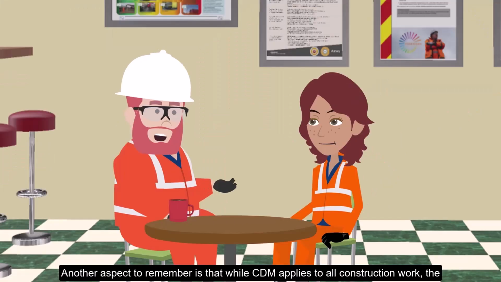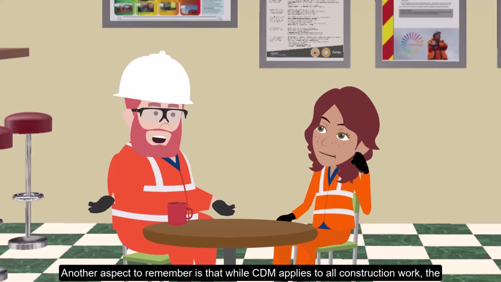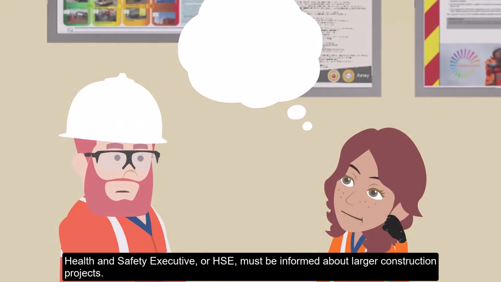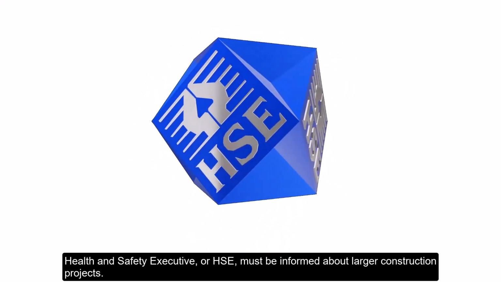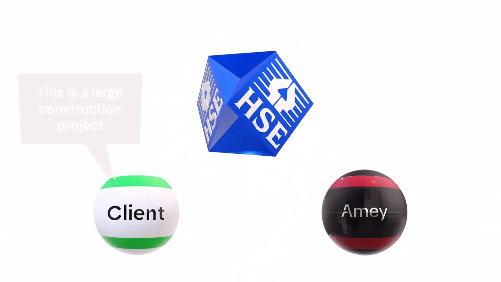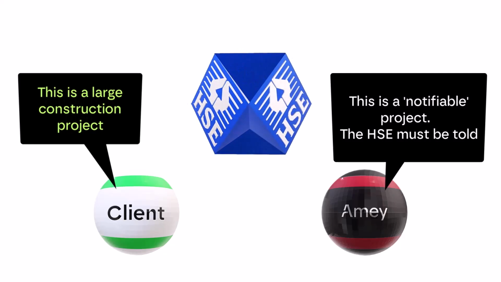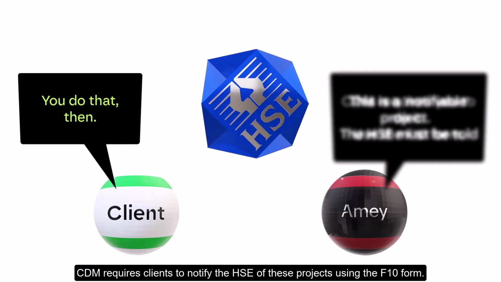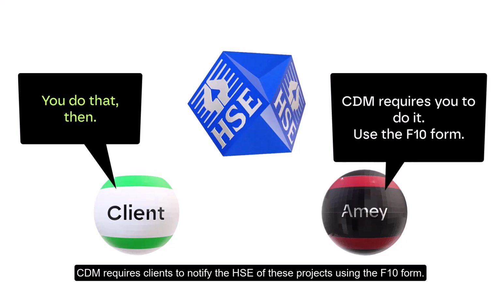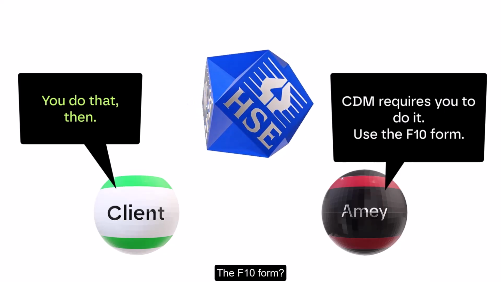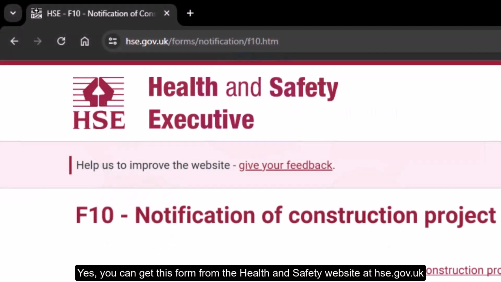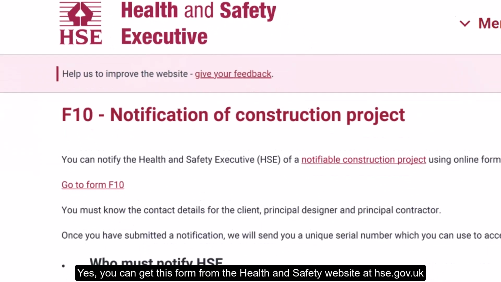Another aspect to remember is that while CDM applies to all construction work, the Health and Safety Executive, or HSE, must be informed about larger construction projects. These are what is referred to as notifiable projects. CDM requires clients to notify the HSE of these projects using the F10 form. The F10 form? Yes, you can get this form from the Health and Safety website at hse.gov.uk.